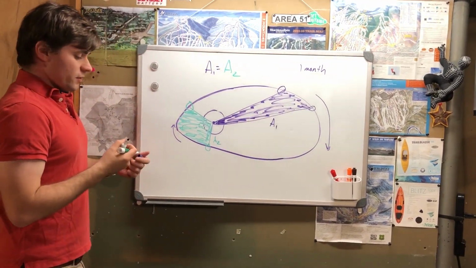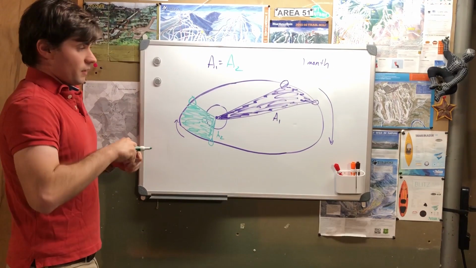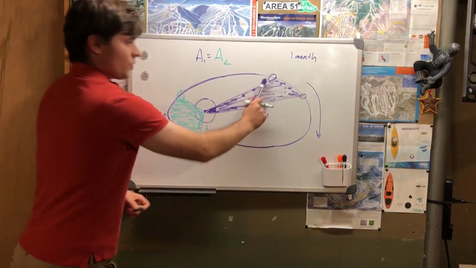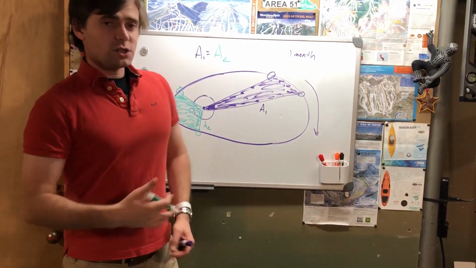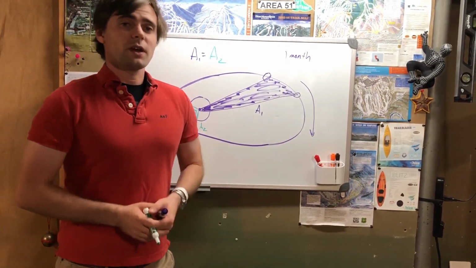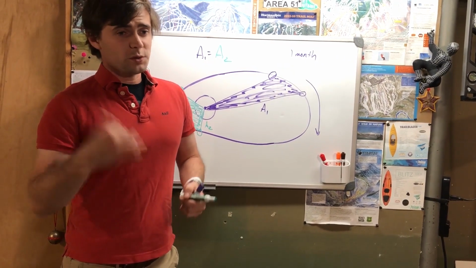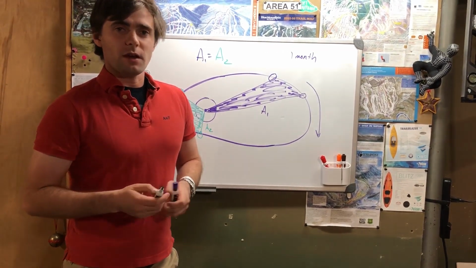Alright? And this law is actually very neat because the reason why the Earth will sweep out an equal area in the same amount of time is actually a result of the conservation of angular momentum, which wouldn't be developed for at least 100 years later.